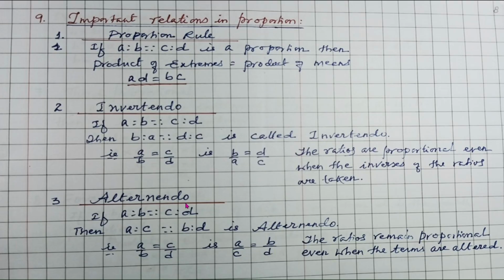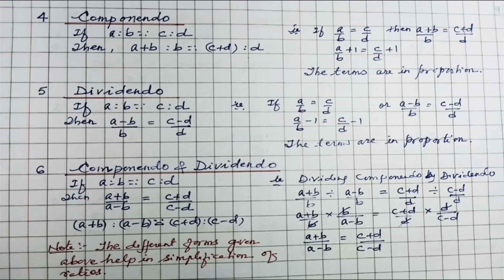Now alternando. Alternando is if A is to B is proportional to C is to D, then A upon B is equal to C upon D. Now, in place of B I take C, that means I can shift the position of C and B, B in place of C and C in place of B. That is called alternando. And if you take the cross products, the cross products are equal and the ratios remain proportional even when the terms are altered, and that is called alternando.